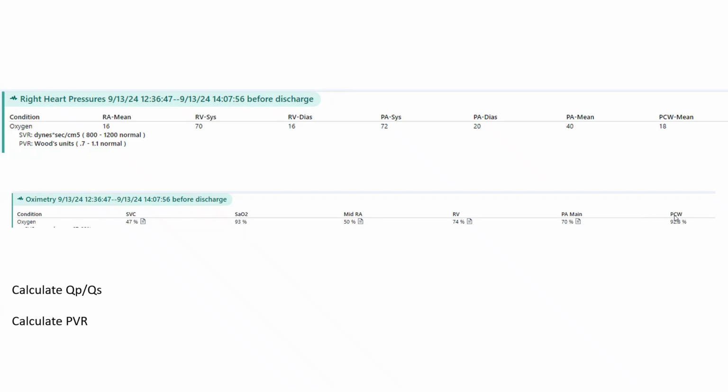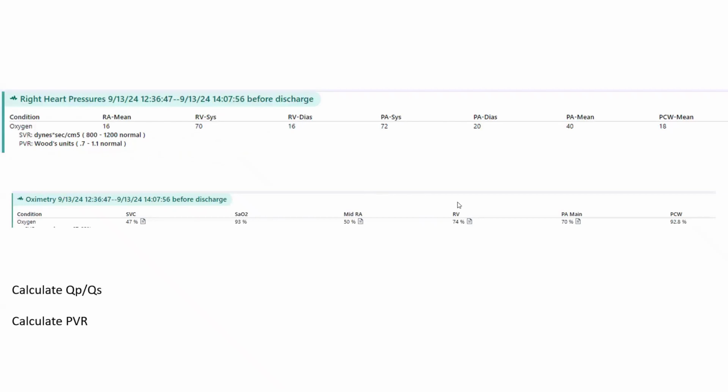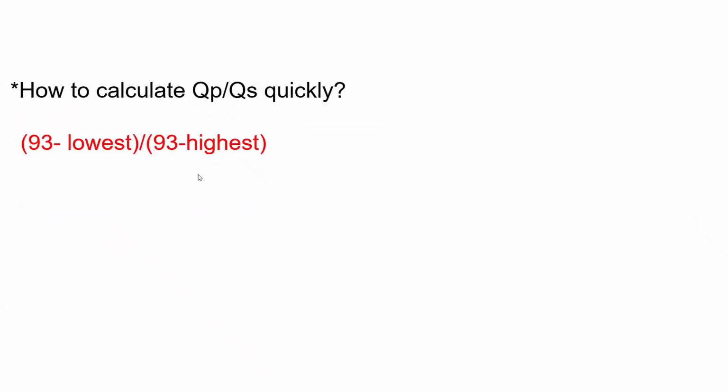Despite the limitation of wedge pressure sat that I explained under my shunt hemodynamics talk, in this case, it further confirmed that there is no right to left shunt. So in that case, we assume that the pulmonary venous O2 sat is equal to the arterial sat of 93%. And you plug in the quick QP-QS calculation, which is arterial sat 93% minus the lowest, 47%, divided by 93% minus the highest, 70%, the PA sat.